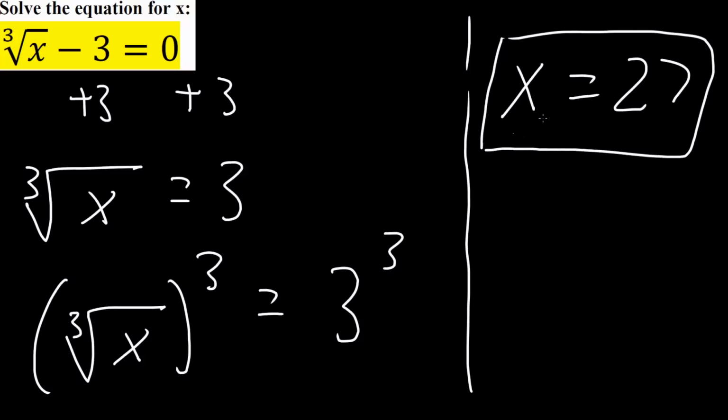And if we want, we can check. If we had 27 here, the cubic root of 27 is 3. 3 minus 3 is 0. So that's correct. And now we will do the second problem.